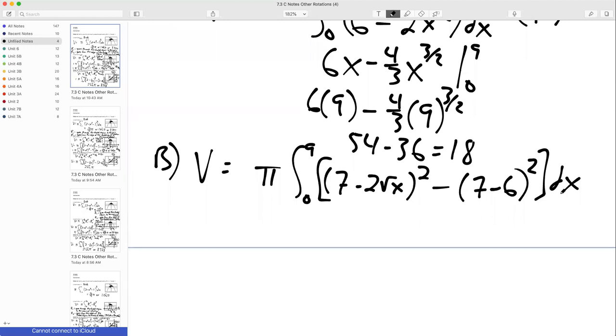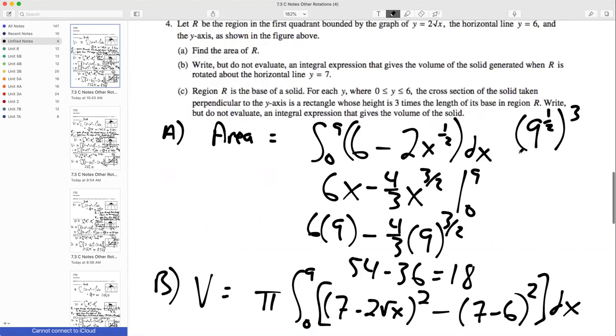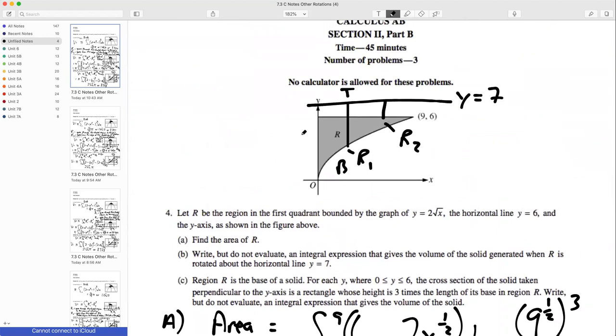Okay, so we had an area problem, we had a washer problem, we had a problem about another axis, and the last one, I know how to do it. Region R is the base of a solid. For each y, where y is between 0 and 6, the cross section of the solid taken perpendicular to the y-axis is a rectangle whose height is 3 times the length of its base in region R. Right, but do not evaluate, thank you, College Board, an integral expression that gives the volume of the solid. Again, I think it is very helpful to label and draw a picture.